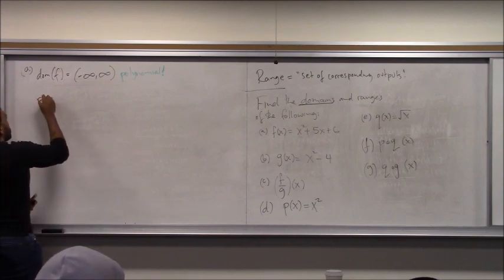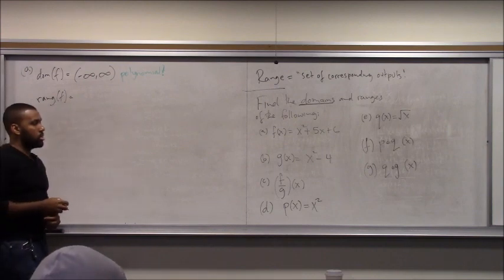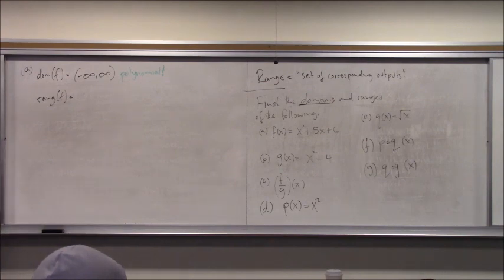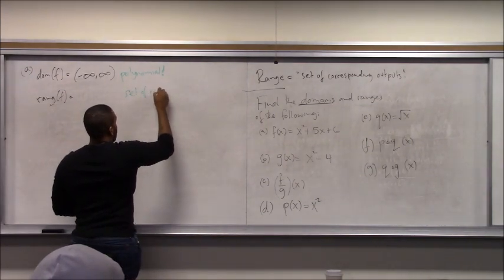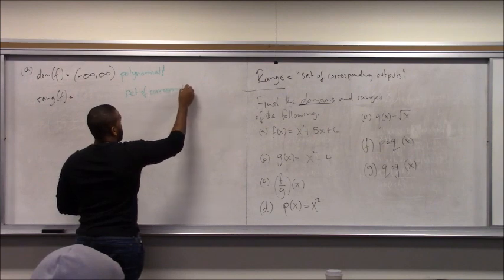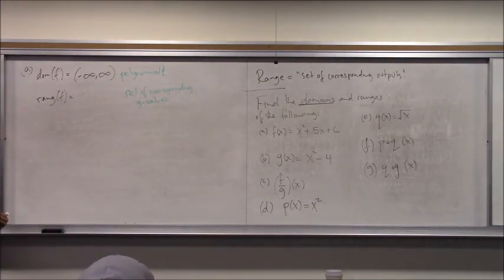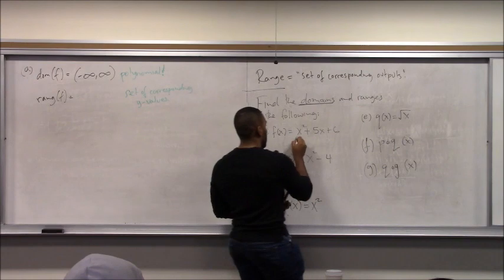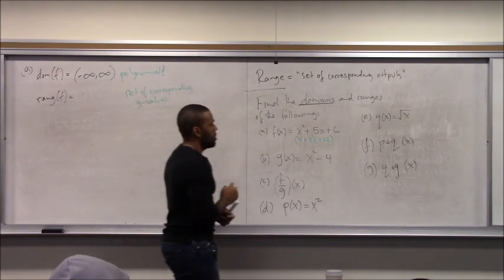What is the range of f? Now this might be trickier. So remember what the range is, it's the set of corresponding outputs, corresponding y values. How do you think you'd figure that out? Solve for x, get the two values maybe. Like x plus 3 and x plus 2. Okay, and then what? I don't know, we'll guess.